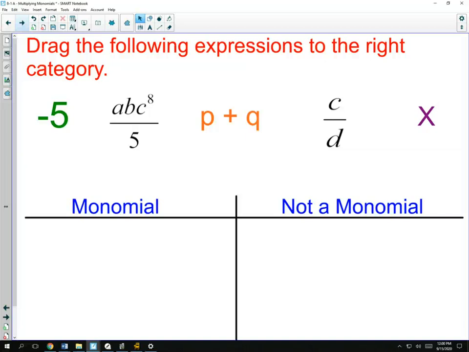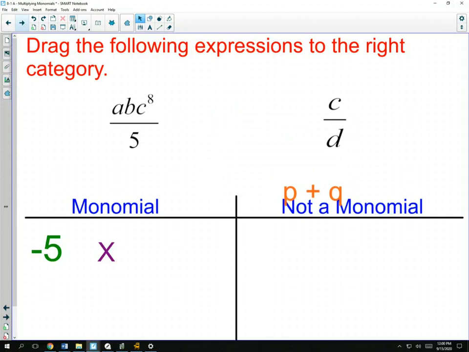A number like -5, this is a monomial. A variable such as the letter x, that is a monomial. However, the sum of 2 different variables, this p plus q is a sum, that one is not a monomial. In fact, we call that a binomial. We'll get to that a little bit later. This c divided by d, this is what a quotient would be. Quotient is the answer that you get when you divide. So c divided by d, this one is not a monomial.